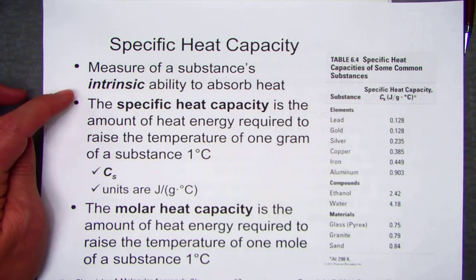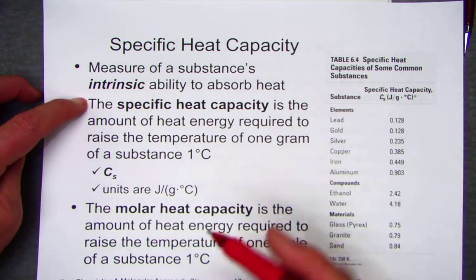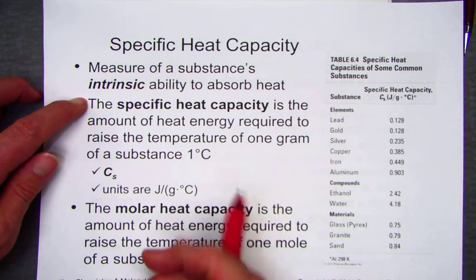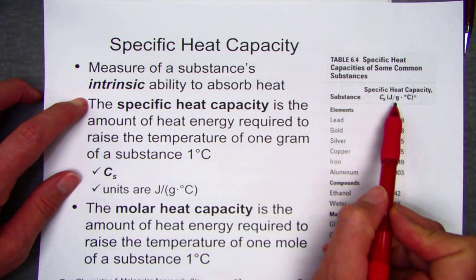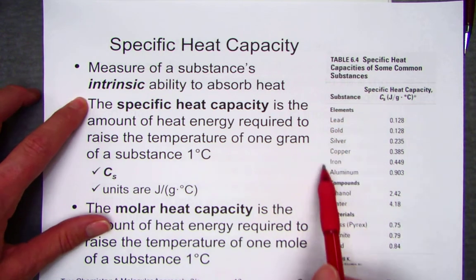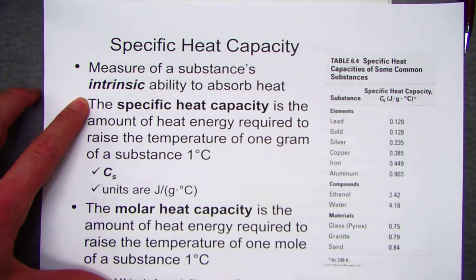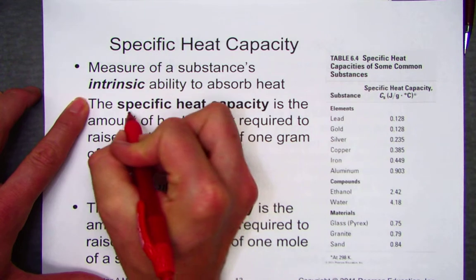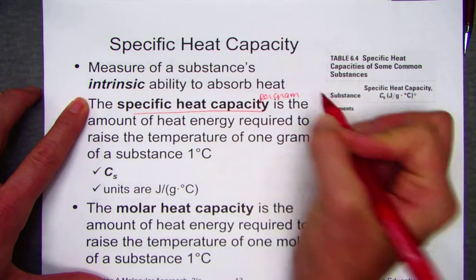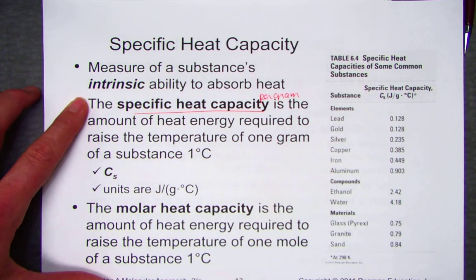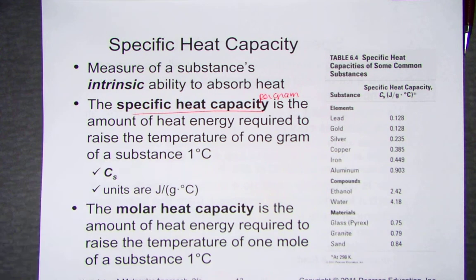Specific heat capacity is an intrinsic ability. It does not depend on how much you have, because it makes the race fair. It says for every 1 gram, how much energy is needed to raise that object by 1 degree Celsius. The term specific heat puts it on a per gram basis. The previous slide, heat capacity, was how much energy for the entire object to raise by 1 degree Celsius.